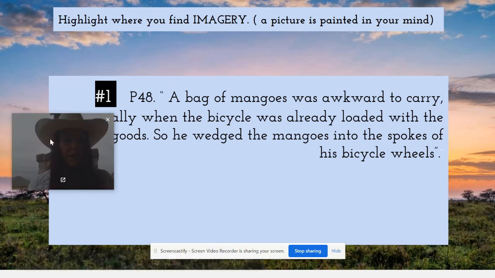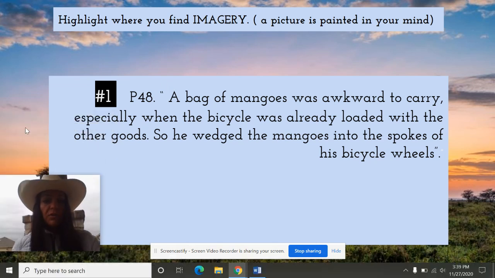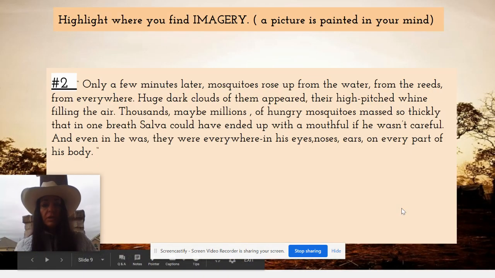Here's where we're going to practice. I'm going to read this to you. The instructions say, highlight where you find imagery, when you find words that paint a picture in your mind. Number 1, page 48, from A Long Walk to Water, chapter 8. You just read this, so it's nothing foreign. A bag of mangoes was awkward to carry, especially when the bicycle was already loaded with the other goods. So he wedged the mangoes into the spokes of his bicycle wheels. Remember that Salva is talking about his dad. So you're going to highlight. That's step 1. Step 2. And here's the second one.